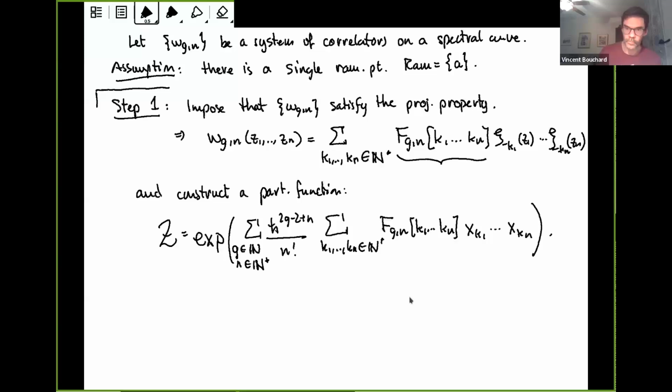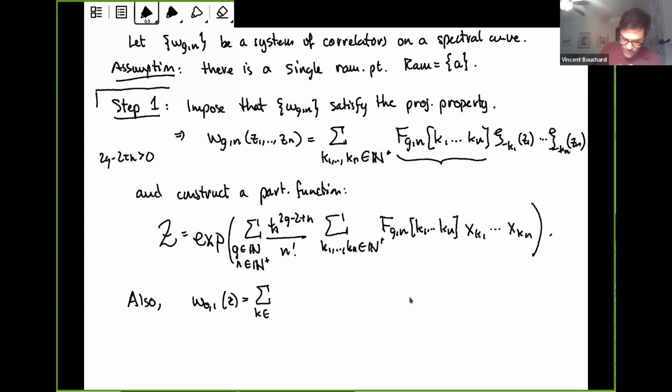Now that's cool. Now this is for all the stable ones, so 2g minus 2 plus n greater than 0. For the unstable ones, omega 0,1 and omega 0,2, you can also write them in terms of the Xi basis. So you need that to be able to proceed.